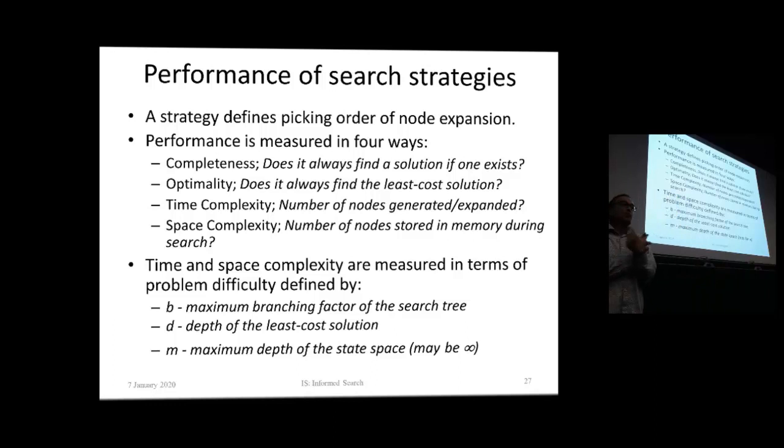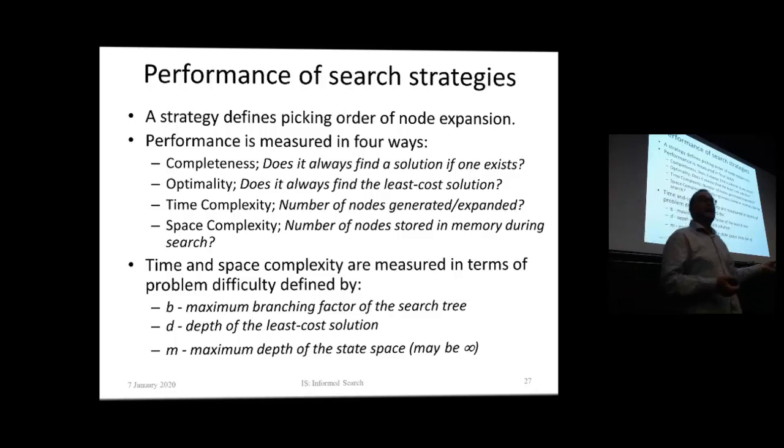We can measure whether we are complete. That means: if there is a solution, do we find it with the approach that we have? The next thing that you want your algorithm to have is optimality. So does it always find the least cost solution? In this case, we don't have costs yet. But if we, for example, want the fewest search steps, then do we have an algorithm that finds this or not?